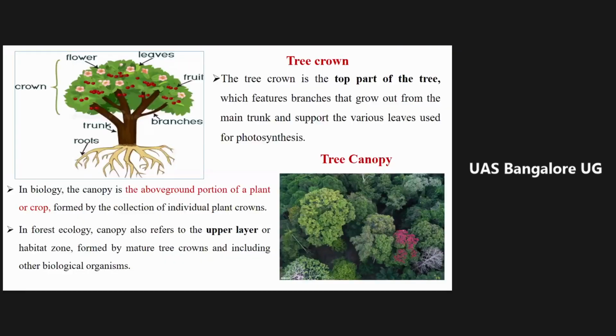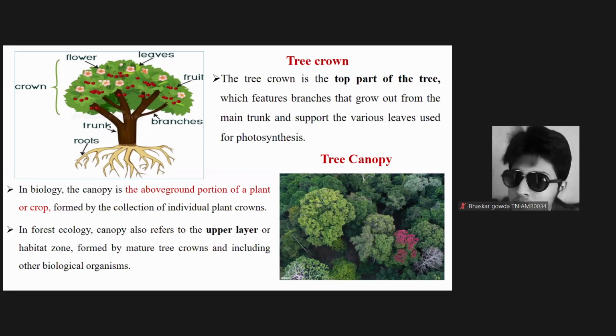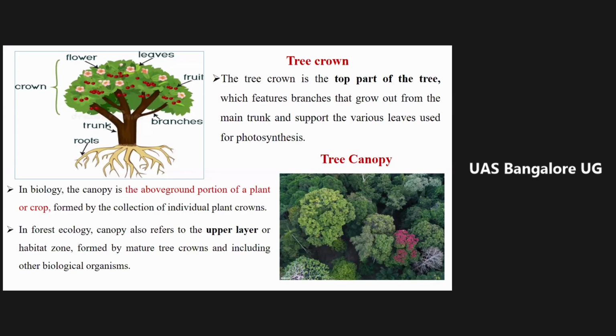Before going to the crown classification, we should know what the crown is and the difference between crown and canopy. The tree crown is the top part of the tree, which features the branches that grow out from the main stem or trunk and supports the leaves used for photosynthesis. You can see in the picture that the tree is divided into different parts like roots, trunk or stem, branches, fruits, leaves and flowers. The branches, fruits, leaves and flowers come under the tree crown.